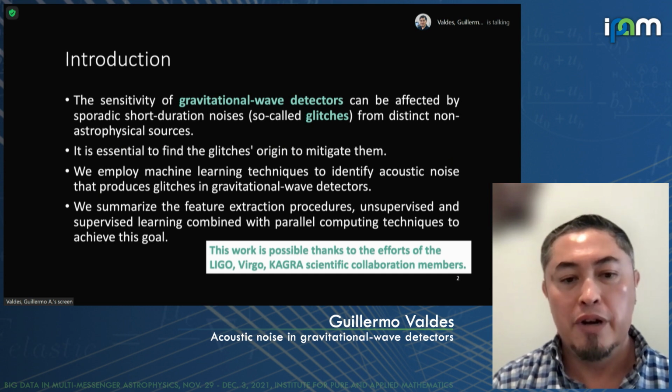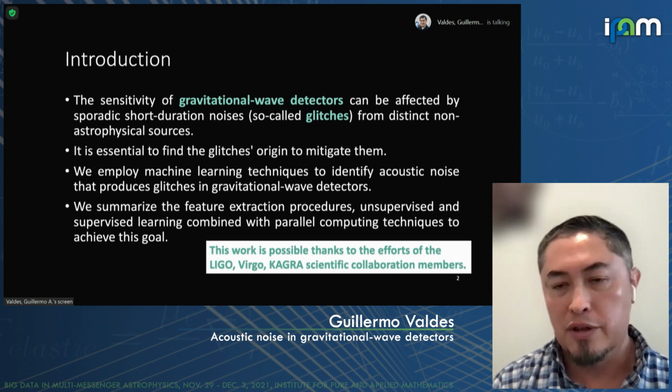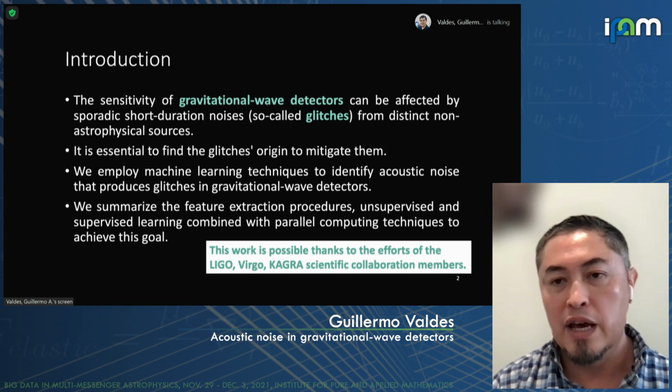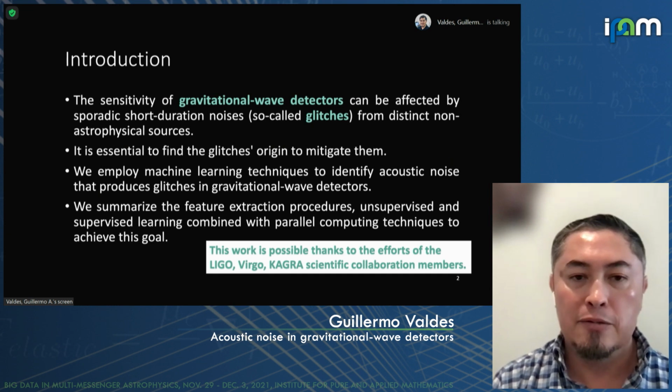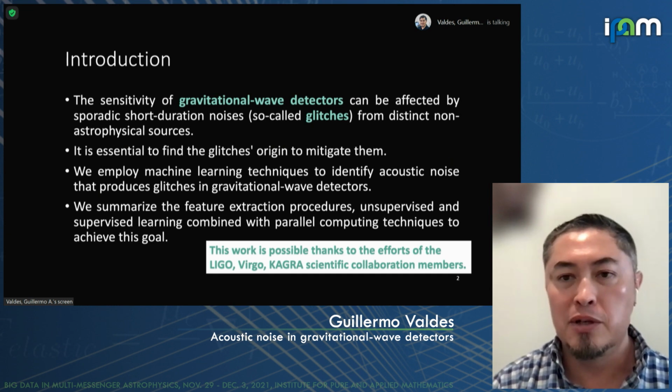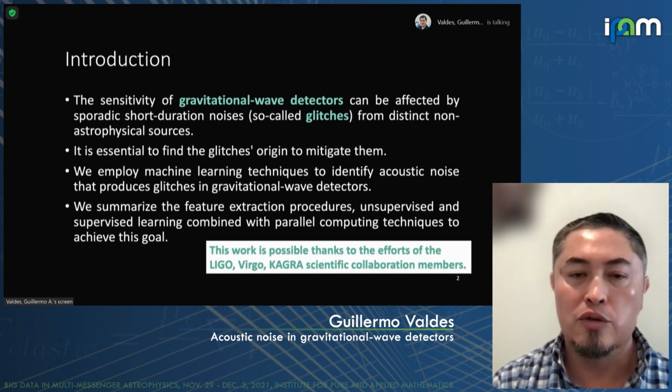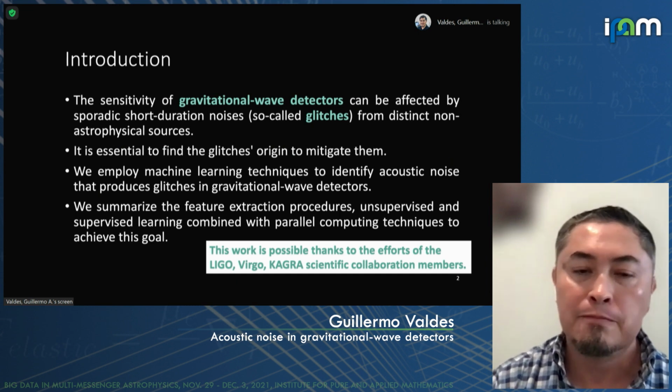Very important, this work is possible thanks to the effort of all the members of the LIGO Virgo KAGRA collaboration. It would be impossible for me to do this without their help, but especially to use all the resources that we have available.